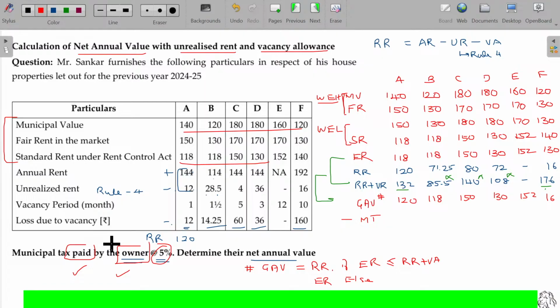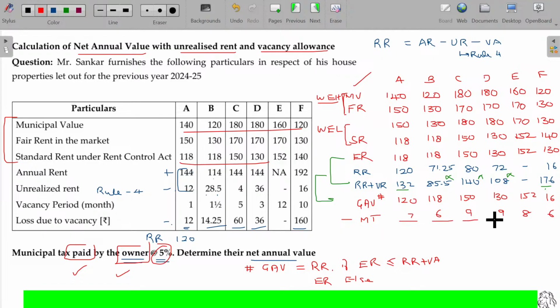If the municipal tax is given as a certain percentage, this will be calculated only on the municipal value. For their own record, 140 will be the value. Based on that value, they will charge the municipal tax at the rate of 4 or 5%. So 5% on 140 being 7 rupees, for 120, 6 rupees, and so on.